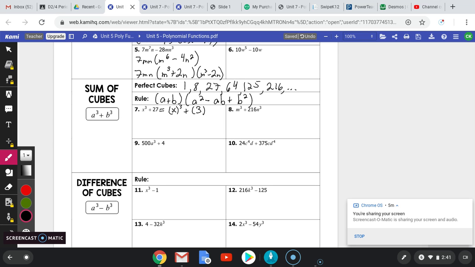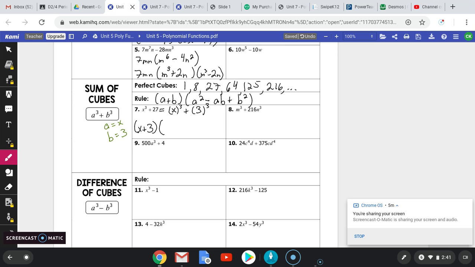It was 3. So that means here, a is x, b is 3. So all I'm just going to do is plug in each of those values in for the letters above. So a is x, b is 3, so it's going to be x plus 3.